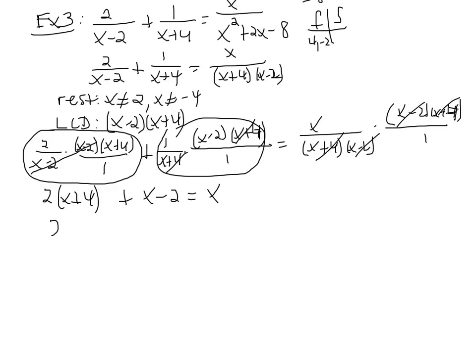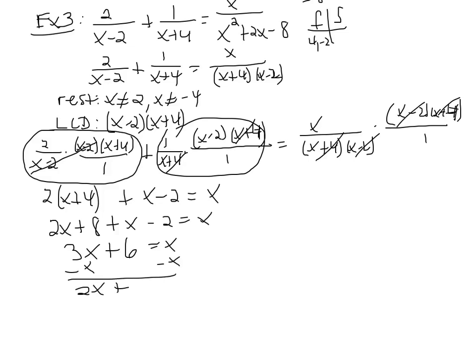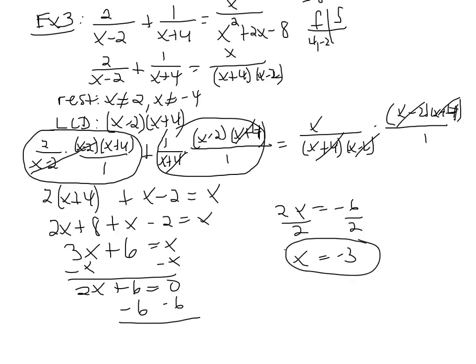Now I'd like to clean this up a little bit here. What do we have? We have 2x plus 8 plus x minus 2 equals x. Looks like a first degree equation. So let's collect our terms together. 3x plus 6 equals x. I'm going to subtract x from both sides. 2x plus 6 equals 0. I'm going to subtract 6 from both sides. Get 2x equals negative 6. I'm going to divide by 2, and I'm going to get x equals negative 3. And we see that that does not violate either of our restrictions that we laid out at the beginning. So that is a good solution. We'll keep it.